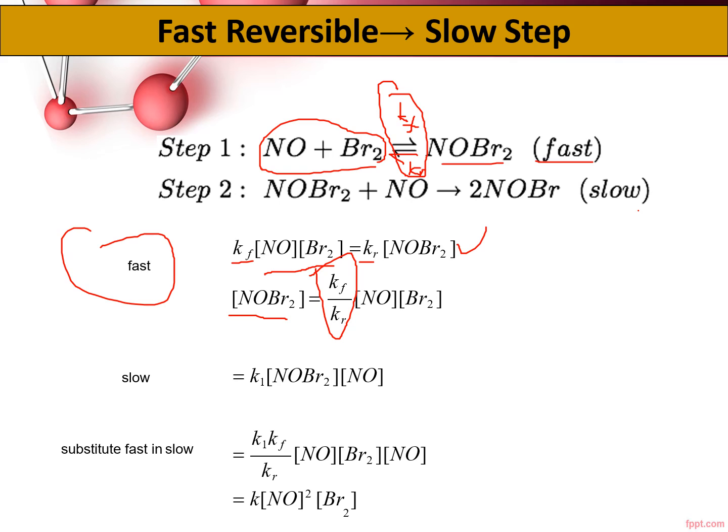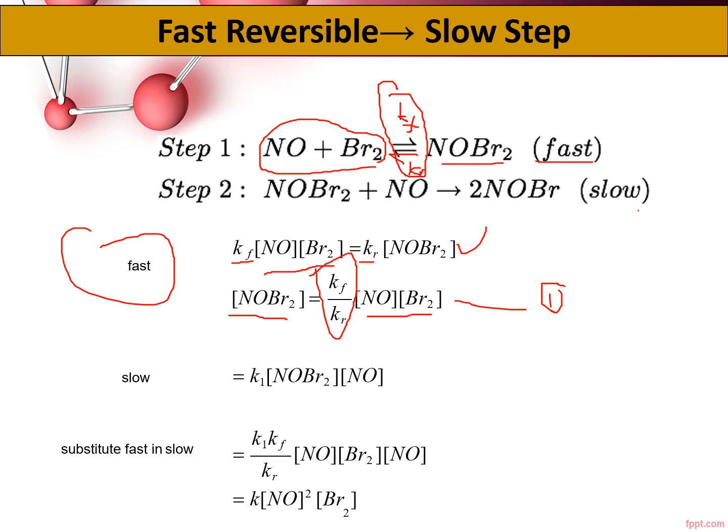Is equal to KF over KR times [NOBr]^2. This is just you rearrange the equation. Okay, make it this one as equation number 1. Then now you leave it here. So you settle. Once you get KF over KR, that is settled.